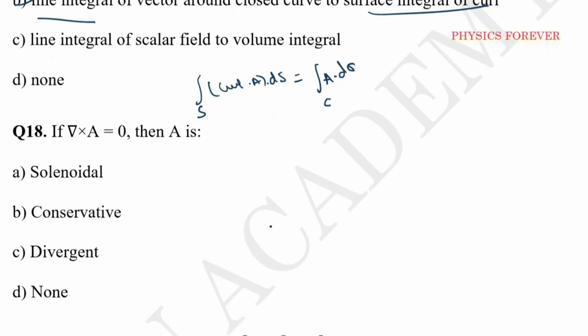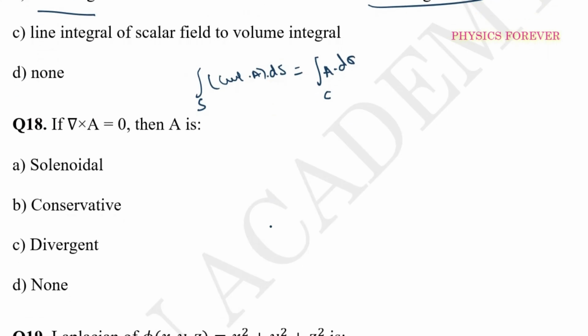Sometimes they ask for the equation. Okay. So if del cross A is equal to 0, then A is, the correct option is B, that should be conservative. Okay. So a conservative field, then curl.